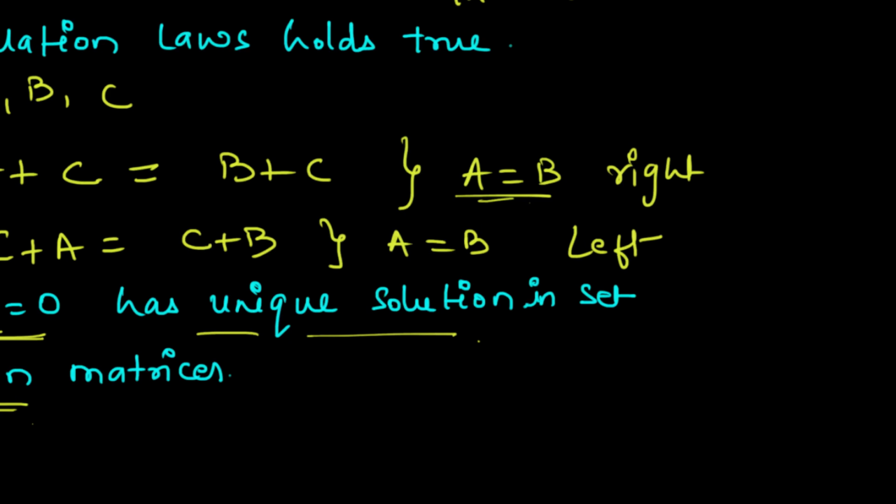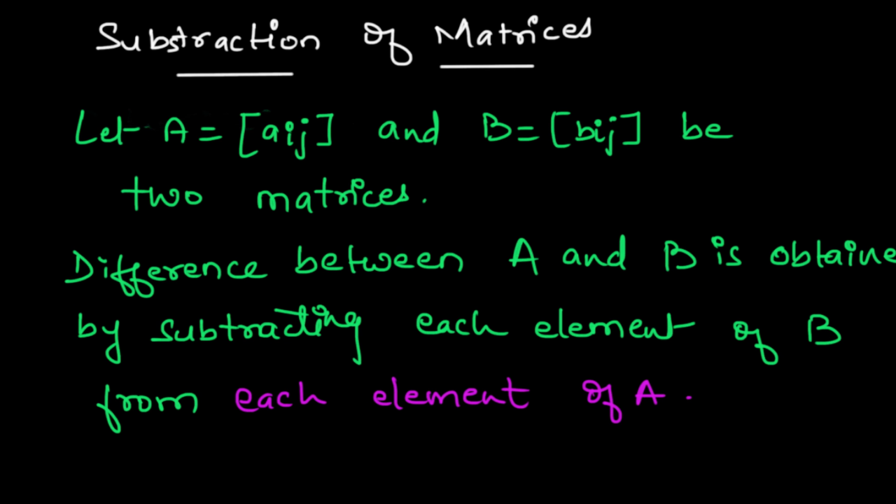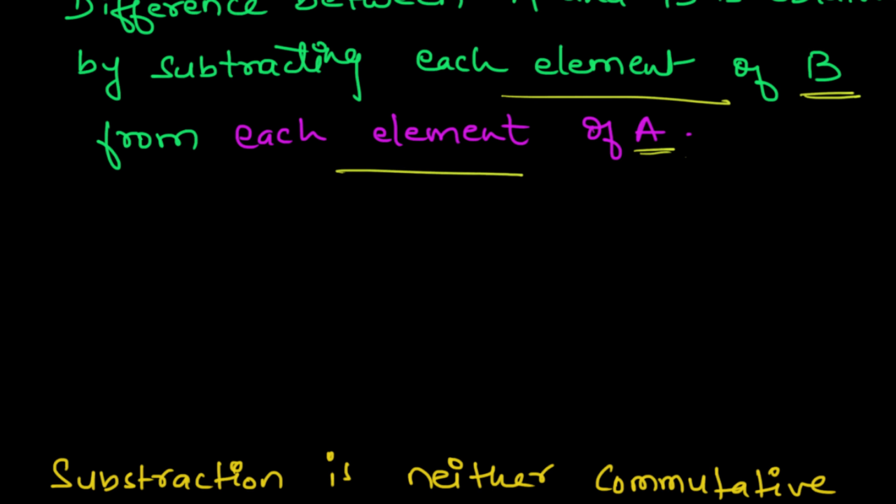Let's talk about subtraction of matrices. So we have A and B as two matrices. The difference between A and B is obtained by subtracting each element of B from the corresponding element of A. Also, their order, that is the dimension of A and B, has to be equal.